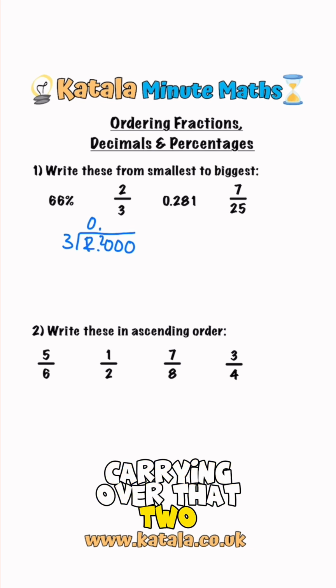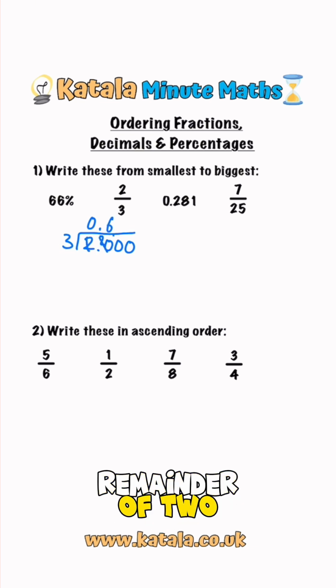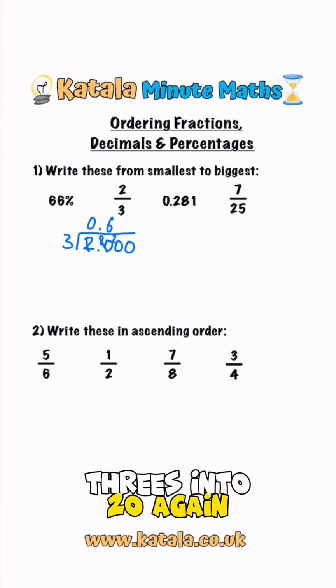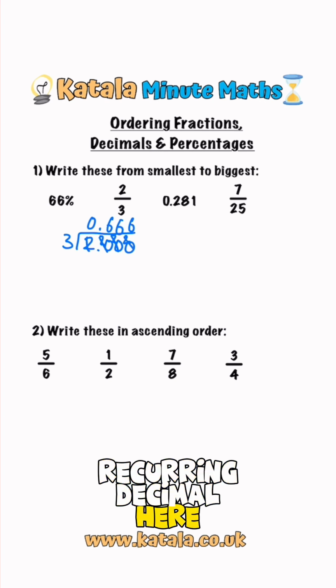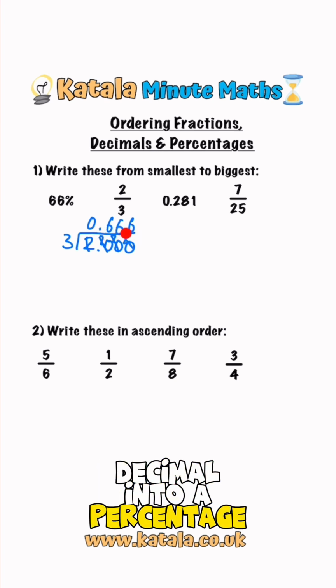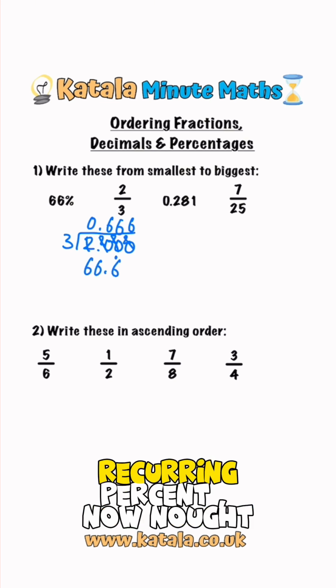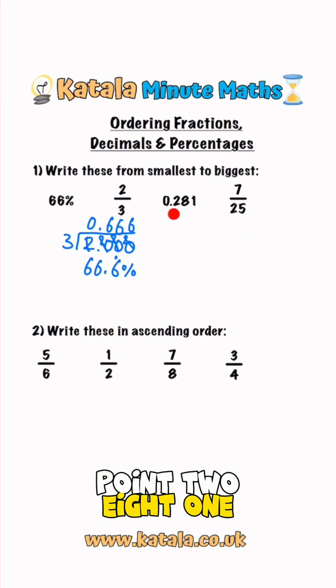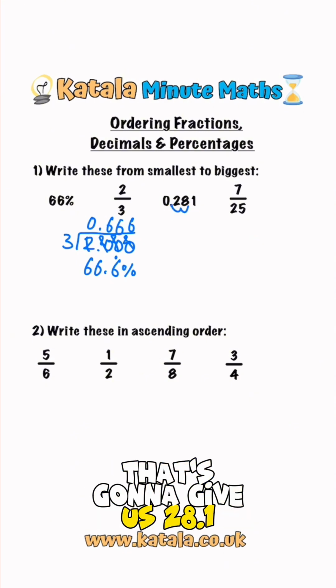Carrying over that 2, you can then say 3's into 20 goes 6 times with a remainder of 2. 3's into 20 again goes 6 times with the remainder of 2. So we're going to end up with a recurring decimal here. So that's 0.6 recurring. Now we're going to turn this decimal into a percentage just by timesing by 100. And that's going to give us 66.6 recurring percent. Now 0.281, we just need to times that by 100 to turn that into a percentage. That's going to give us 28.1.